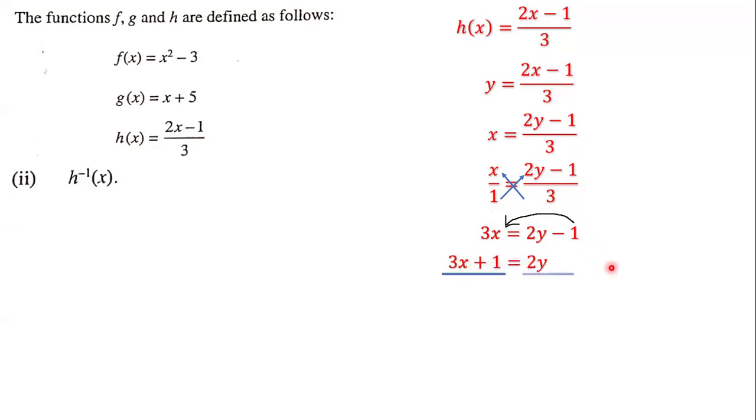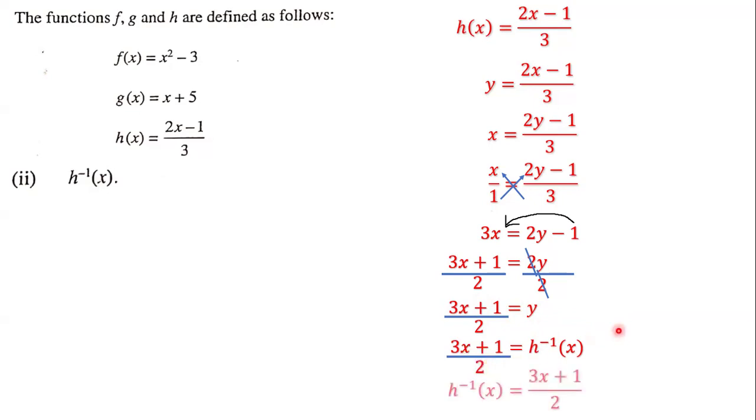Next, we divide both sides of this equation by 2. This cancels with that, so we get that y is equal to 3x plus 1 all over 2. That's what y is. Next, we say, okay, well, what is y? Y is equal to h inverse of x. And so we have h inverse of x is equal to 3x plus 1 all over 2. And that's what h inverse of x is.